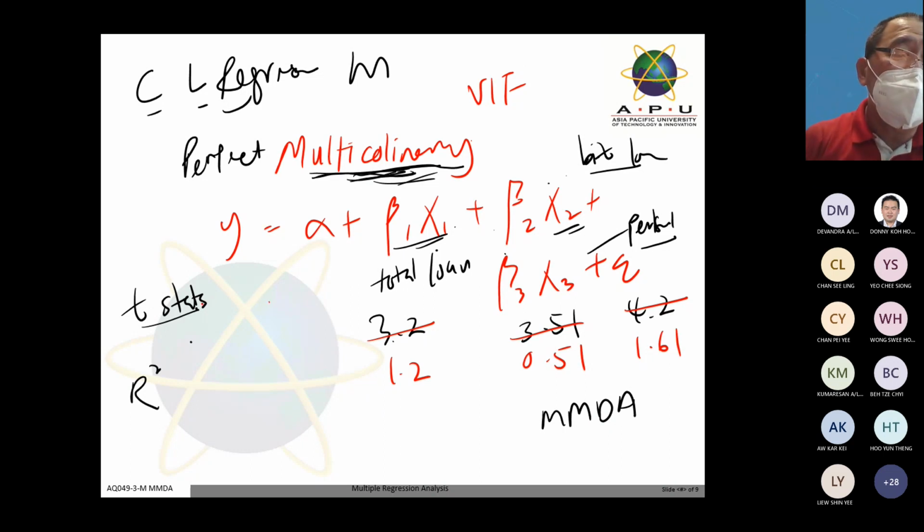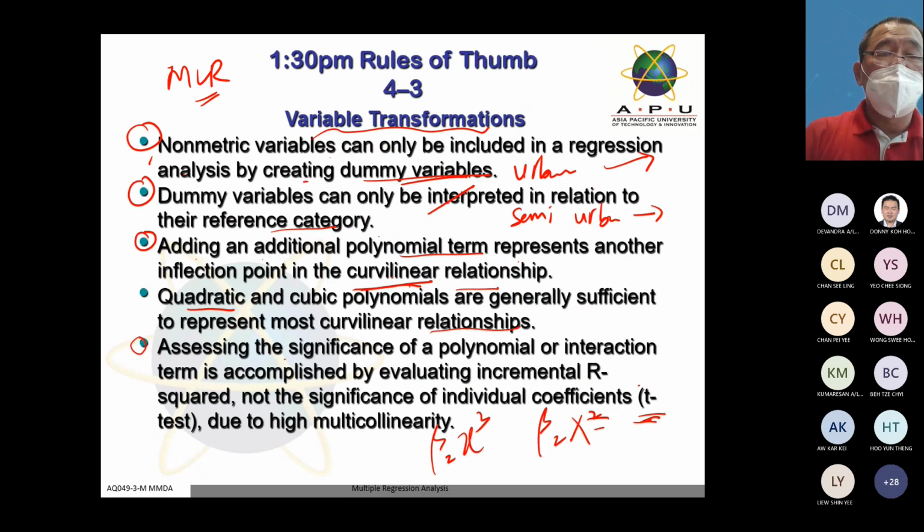So you see, therefore this one is not reliable. R square is still reliable. Yes, R square is for the overall model, but the t-test, the t-statistics, is for the individual variable. So therefore, we should not examine the t-test, but only use the R square. That's why the statement is like this. So here we should actually use the incremental R square.